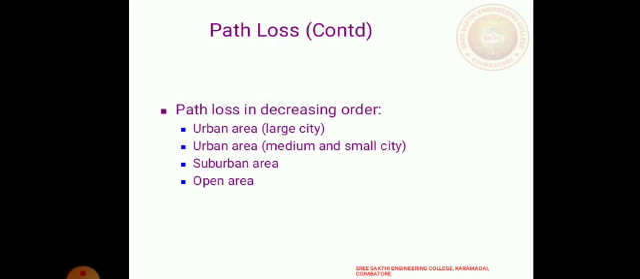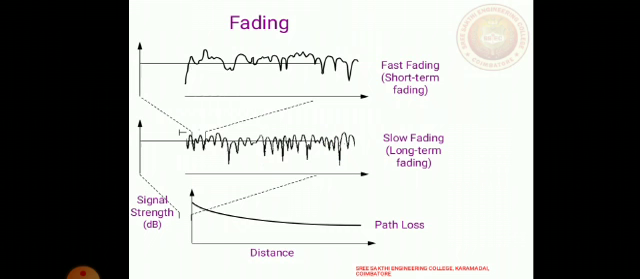Path loss is in decreasing order. When it is in an urban area, the loss is higher, and in the urban area of medium and small cities it is lesser, and in a suburban area it is somewhat lesser, and in an open area there is very little path loss. And fading is nothing but the reduction in the signal strength. We have fast fading and slow fading and path loss.